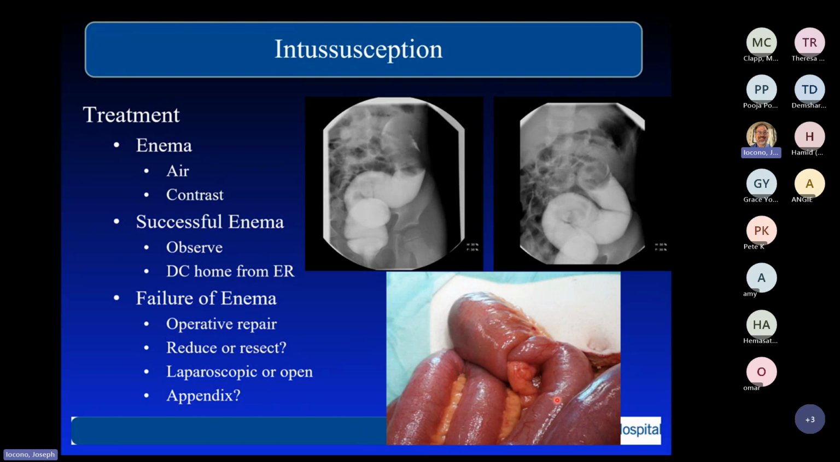Should not take the appendix out. In its inception, there is some data out there that if you do a surgical reduction of intussusception, you're successfully reducing the intussusception. That's all you should do. Could you take the appendix out in that setting? There's a higher complication rate.